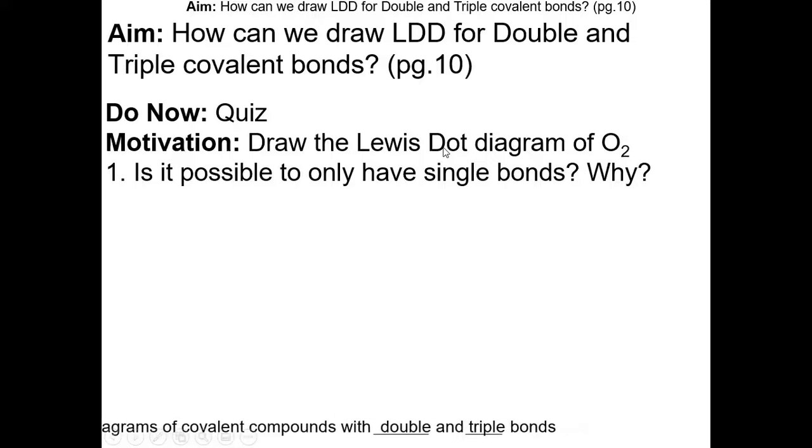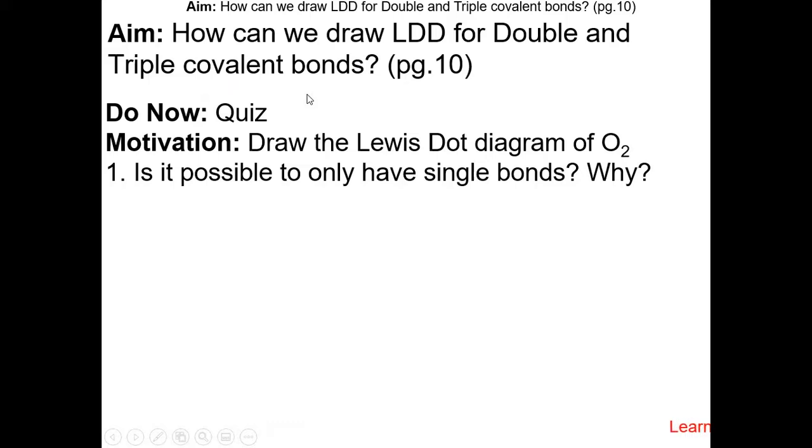This is my third video lesson for the covalent bond unit. In this lesson, we'll be learning how to draw Lewis dot diagrams of covalent compounds with double and triple bonds. So we're going to build on what we learned in the previous lesson. So let's go to page 10 in the class packet.